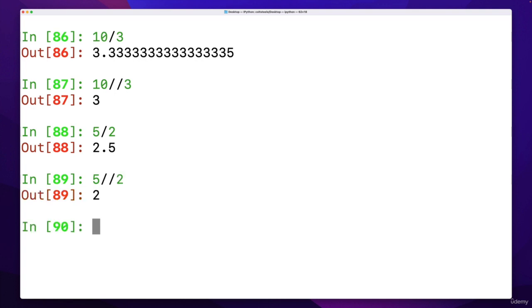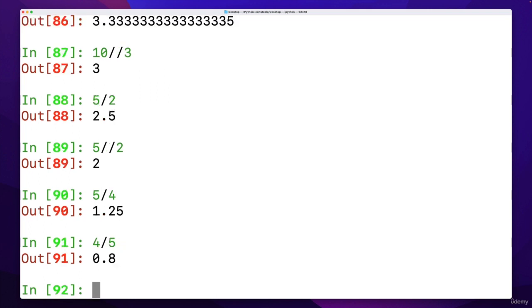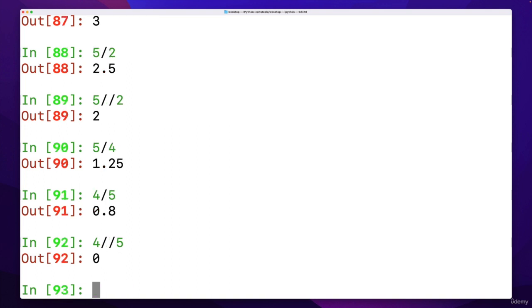So if I do 5 divided by 2, we get 2.5, but with 2 slashes, we get 2. And it doesn't matter if it's something like, let's go the other way around. 4 divided by 5, 0.8. Now if I do 2 slashes, you might think it's going to round it. It's not rounding it up to 1. Even if it's almost 1, it rounds down.